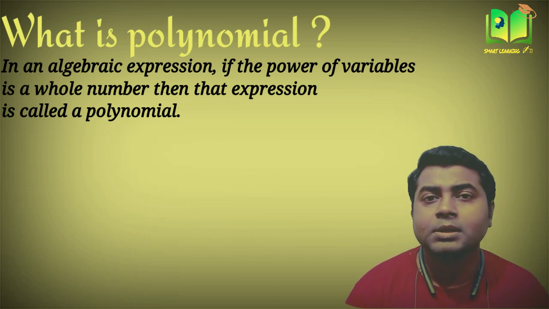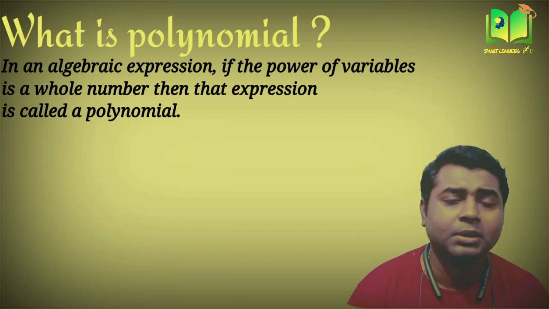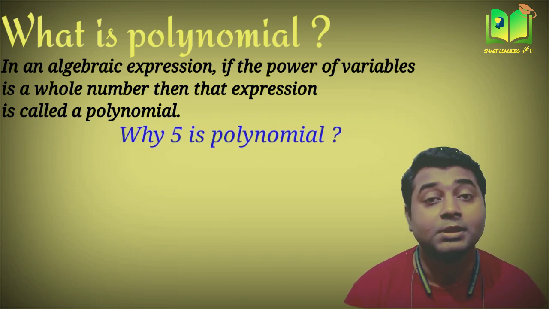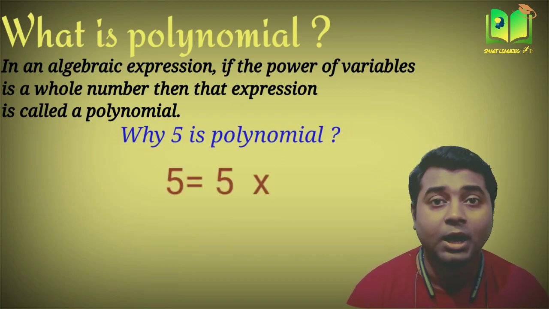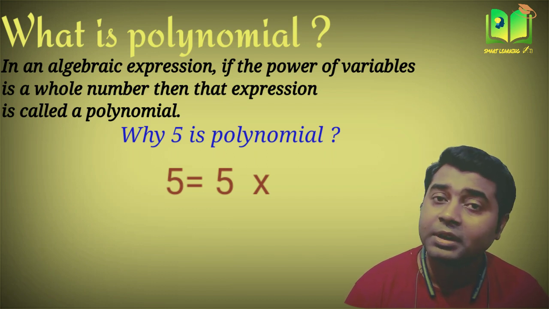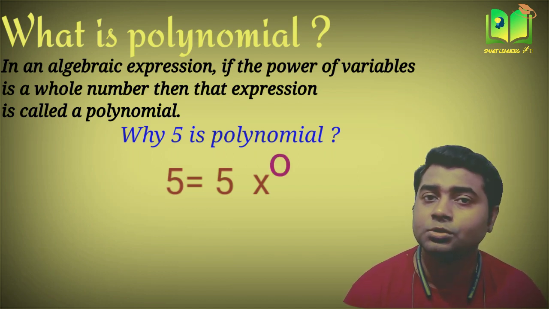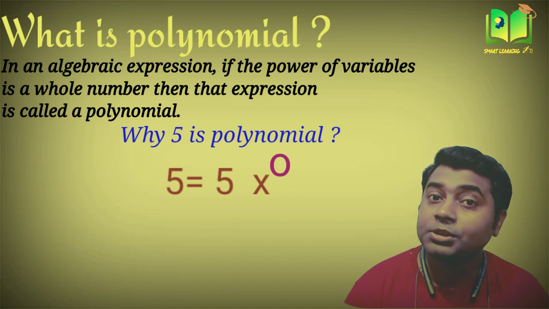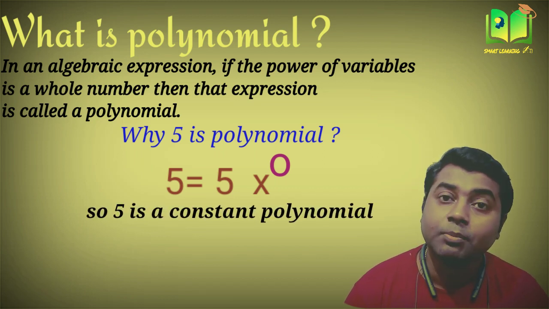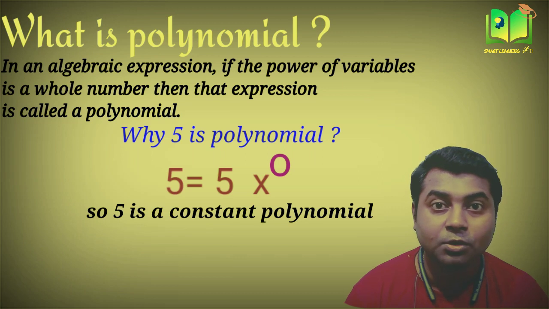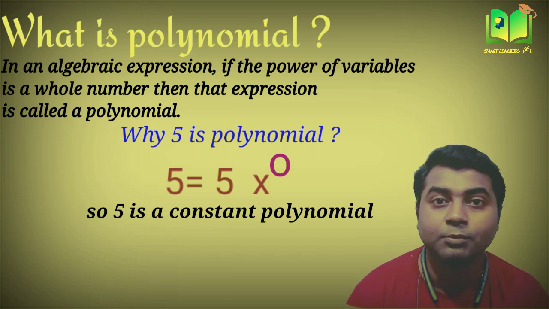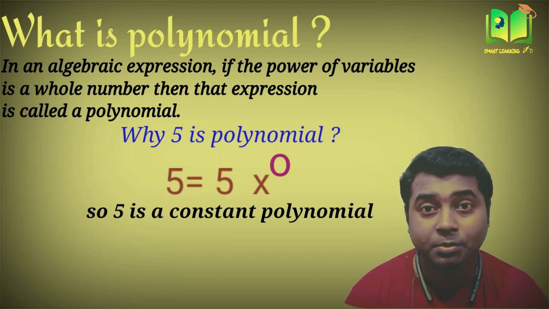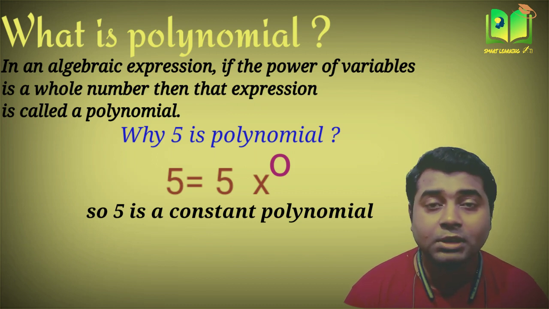Now we will say something about numbers like 5, 7. Is it a polynomial? Yes, we can say this one is a polynomial. How? Suppose you are taking 5. You can write 5 into x to the power 0. As the power is 0 and 0 is a whole number, 5 is also a polynomial, but it is a special type of polynomial. This type of polynomial is known as a constant polynomial because you can't see the variable here. The variable is there like x to the power 0, but it is a constant polynomial.